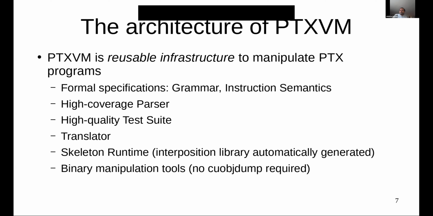We have a translator, which is the thing that I showed you. We have a skeleton runtime for the CUDA runtime library, whose interpositioning library is automatically generated from the CUDA runtime headers. We've also written a library to manipulate CUDA binaries, the fat binaries that exist, so that you don't need something like CUOB to dump anymore. You can just use these tools to programmatically manipulate CUDA binaries. So I'll talk about a few of them in the slides to come.